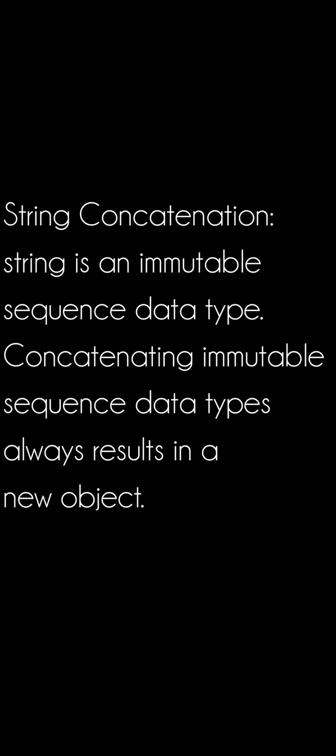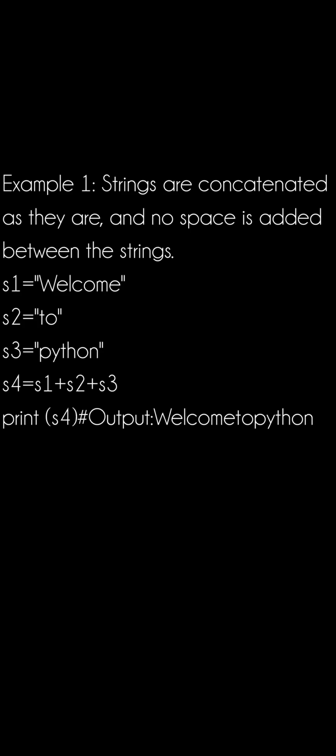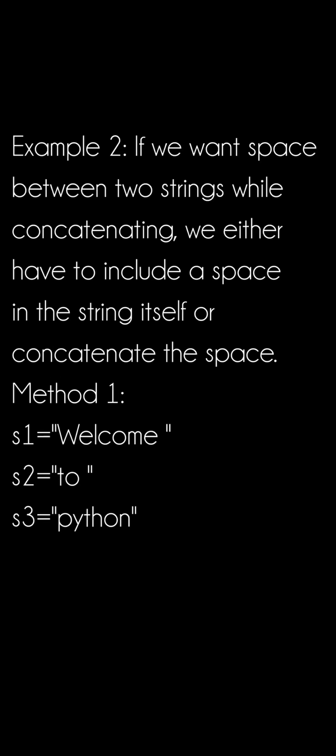First one, string concatenation. String is an immutable sequence data type. Concatenating immutable sequence data types always results in a new object. Example 1. Strings are connected as they are and no space is added between the strings. Example 2. If we want space between two strings while concatenating, we either have to include a space in the string itself or concatenate the space.